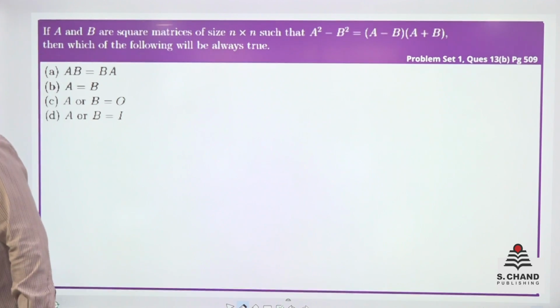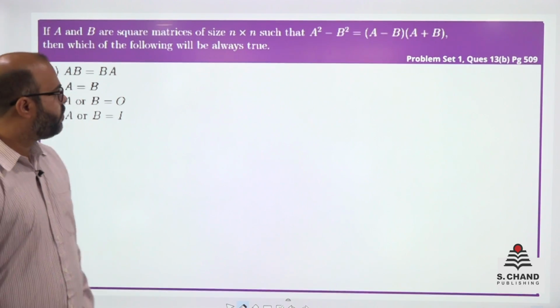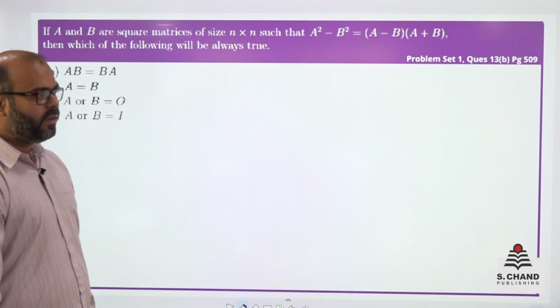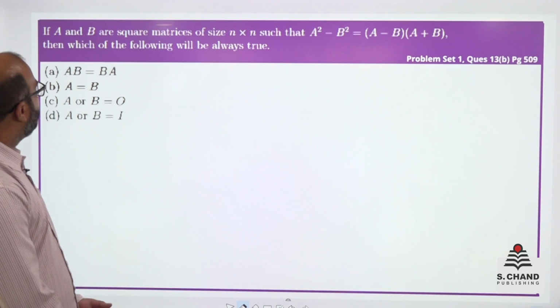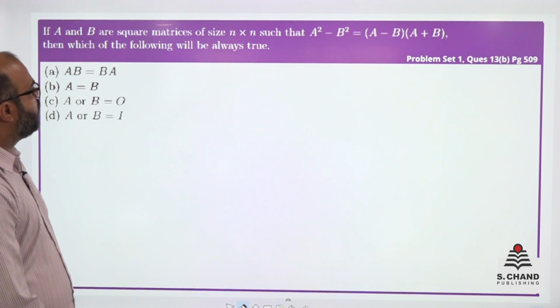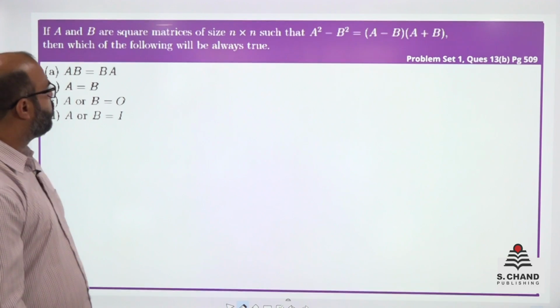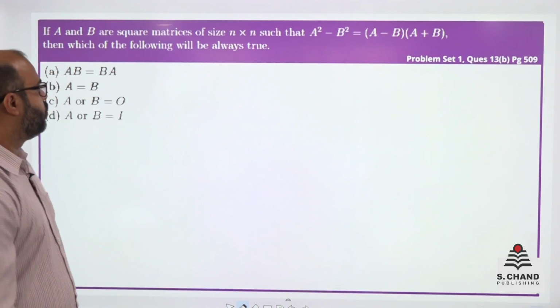So this is the first question from set 1, question 13b, page 509. If A and B are square matrices of size n cross n such that A square minus B square is equal to A minus B into A plus B, then which of the following will be always true?